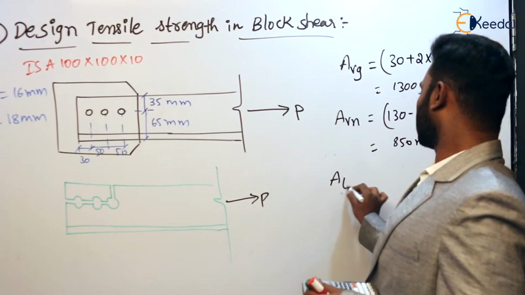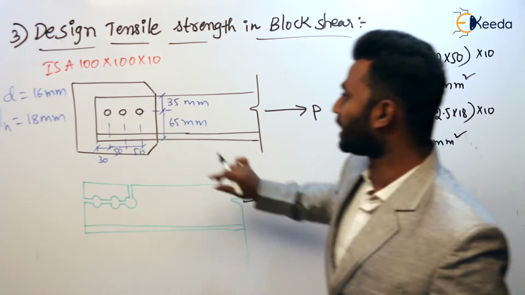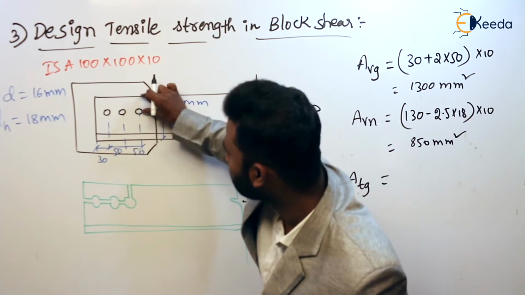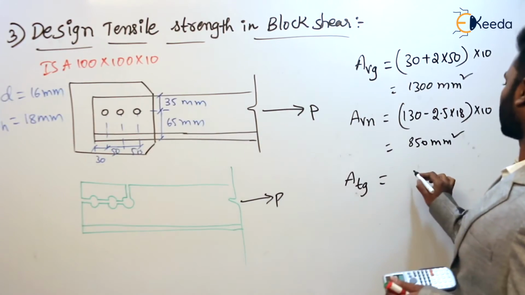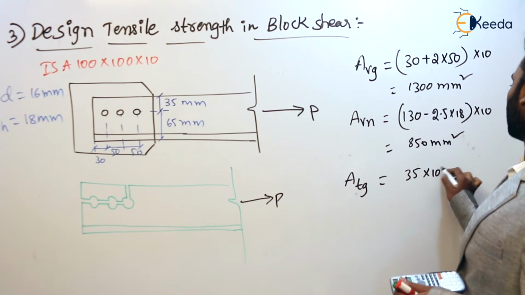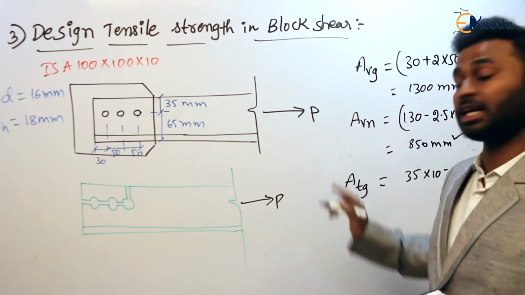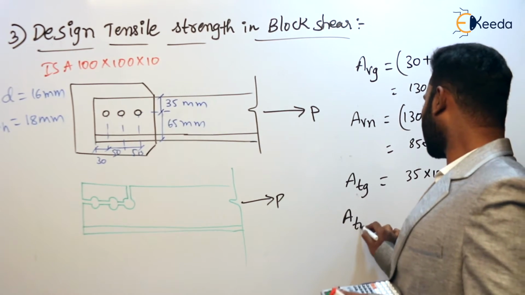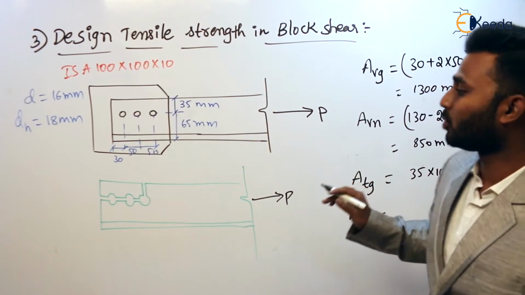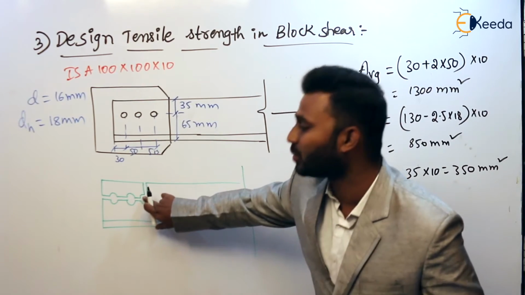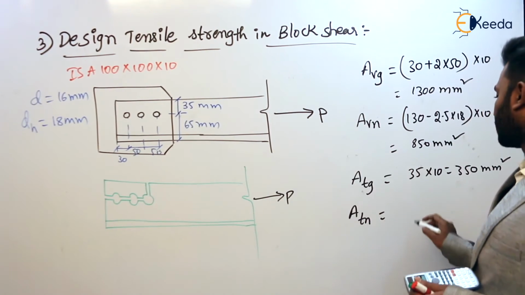Next, the cross section in tension. What is the area in tension? This is the area in tension. Clear or not? 35 into 10. How much is it? 350 mm square. Now what is the net area in tension, ATN? From that we have to deduct the bolt hole. Half of the bolt hole is there in the tension plane.